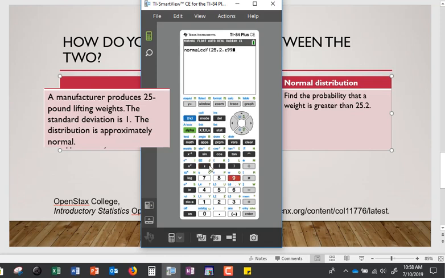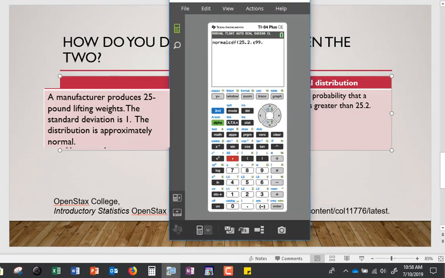Our upper bound, since we're on the right, is positive infinity. I'm using the double E99. My mean is whatever the mean of the population is. It says the manufacturer produces 25-pound lifting weights. And then my standard deviation is the spread. The lowest actual weight is 24, the highest is 26. So those are 1 pound away from the mean. So there's my standard deviation. So the probability of picking a weight that is greater than 25.2, weighs more than that, is about 42%.